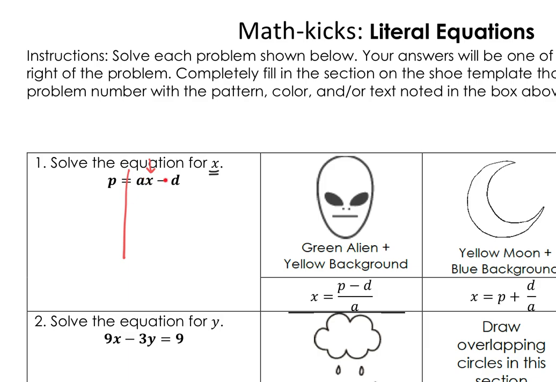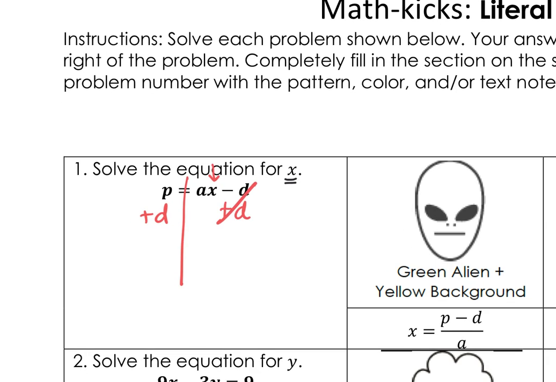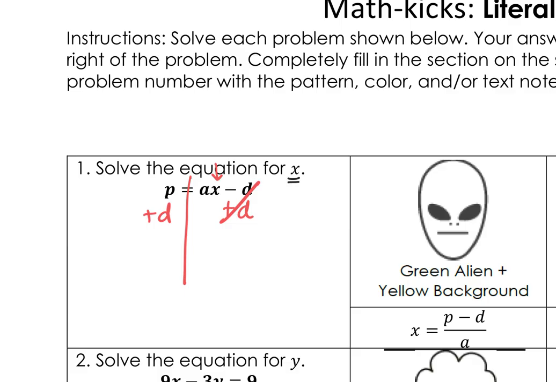So the other thing on the right side with X is this minus D. First, I'm going to move this negative D over to the left side. Since it's negative on the right, when I move it over, I'm going to add it. That leaves me with A times X is equal to, again, these aren't like terms, so I don't combine them. You would just have P plus D.